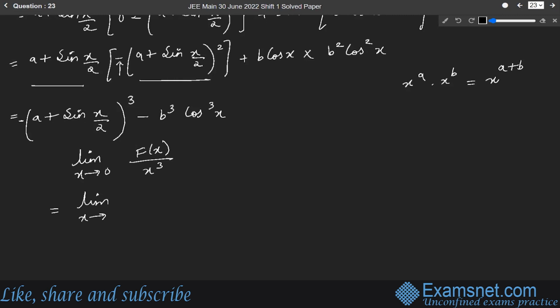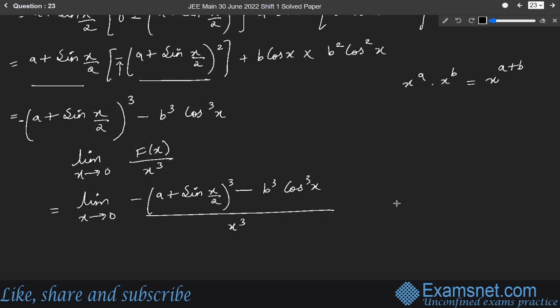Limit x tends to 0. What is f of x? Minus of (a plus sine x by 2) cube minus b cube into cos cube x, divided by x cube. Now, focus on the given limit. What is the given limit here? x is equal to 0. So when x is equal to 0, the denominator will be 0, only when a and b are equal to 0. So let us put a is equal to 0 and b is equal to 0. I hope this concept is clear to you. Here, the given limit exists only when a is equal to 0 and b is equal to 0.